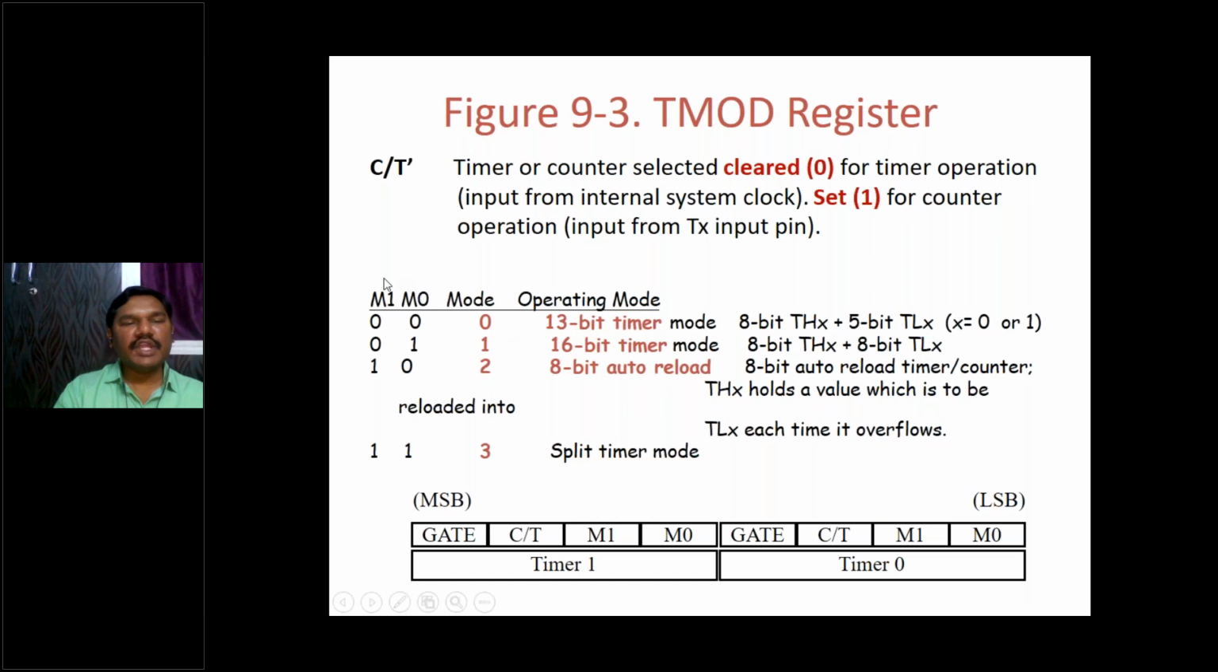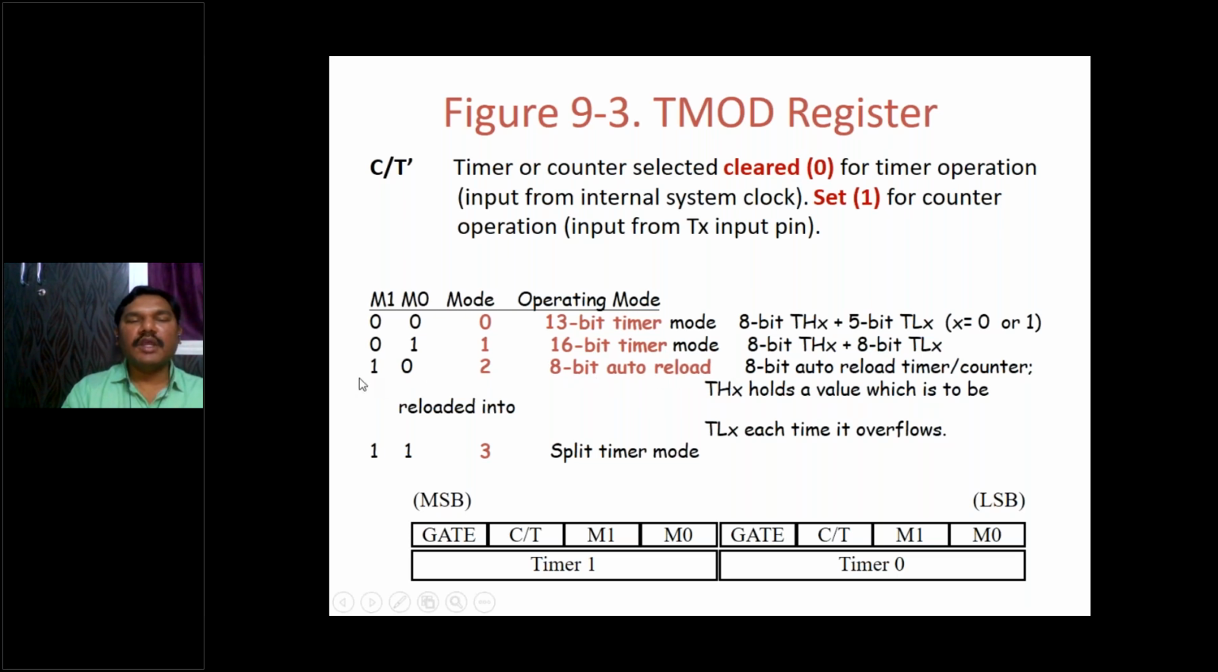Right. See here, modes of operation M0 and M1. Now it is more visible. 0 0 is mode 0, 0 1 is mode 1, 1 0 is mode 2, 1 1 is mode 3. So in mode 0, it acts like a 13-bit timer. In mode 1, it acts like a 16-bit timer. In mode 2, it acts like an 8-bit auto-reload mode.